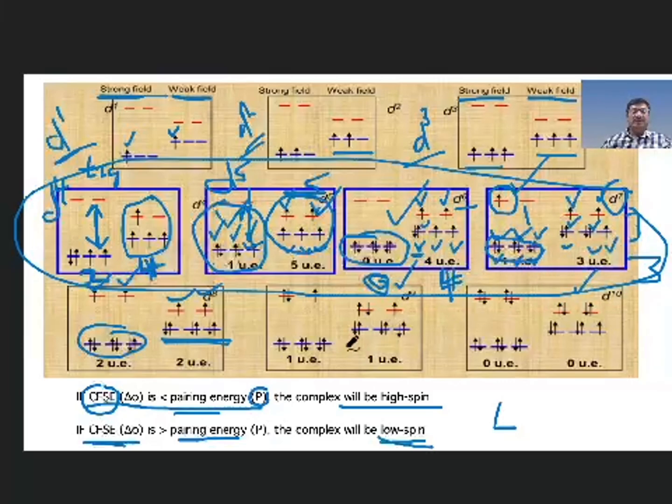So in this case, what you have to remember, in case of the d4, d5, d6, d7 electronic configuration, there is a difference in the number of unpaired electrons in the low spin and high spin. In low spin compounds, the number of unpaired electrons is less. In high spin compounds, the number of unpaired electrons is more.